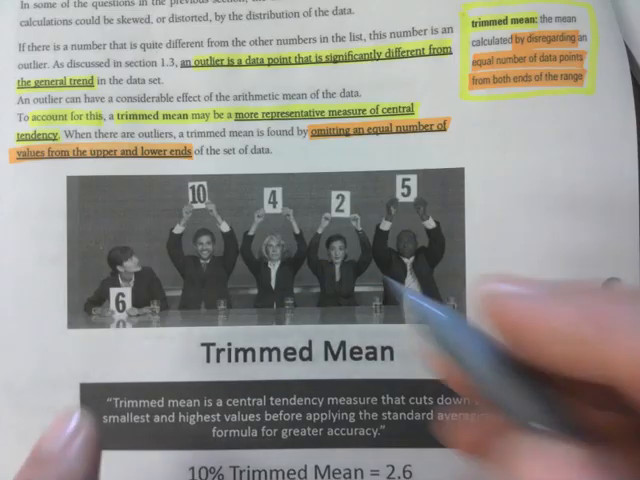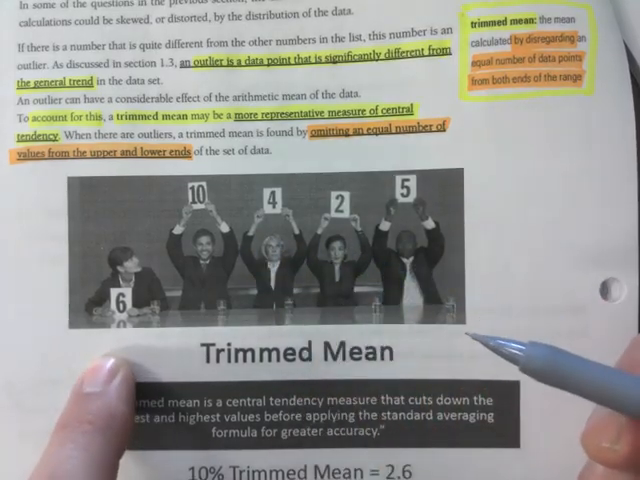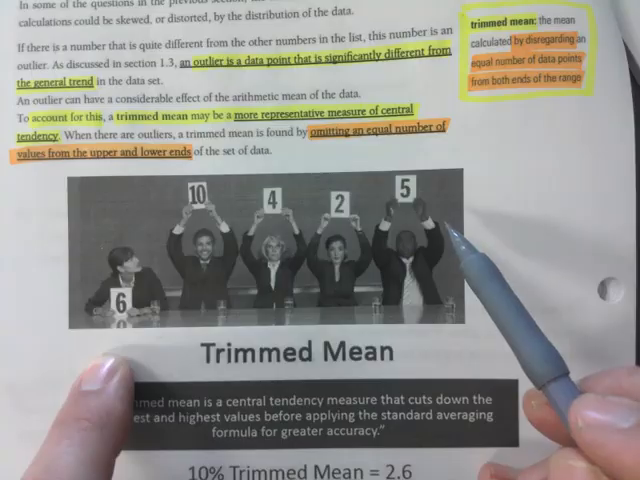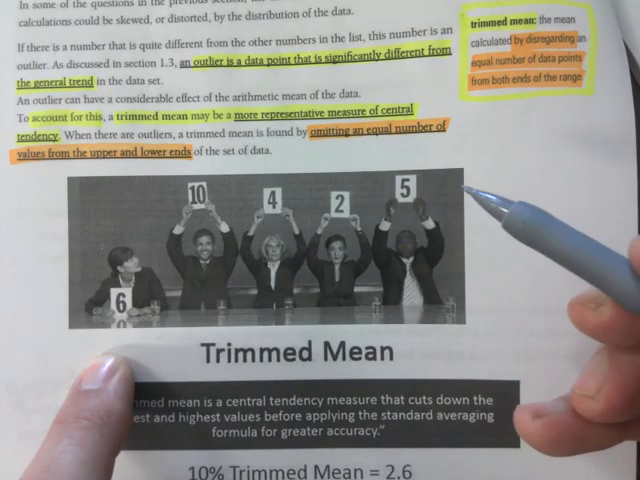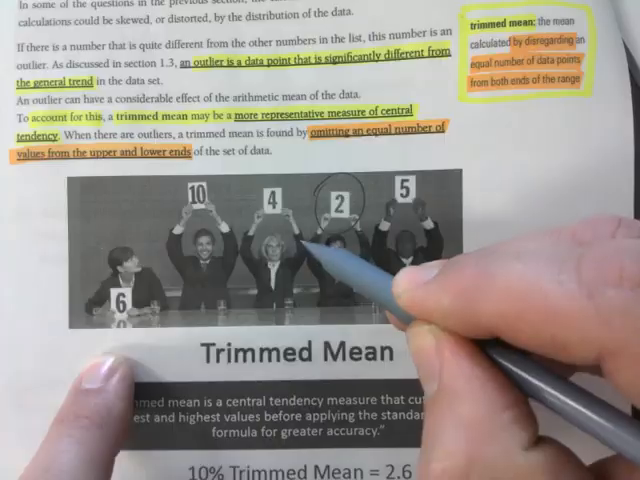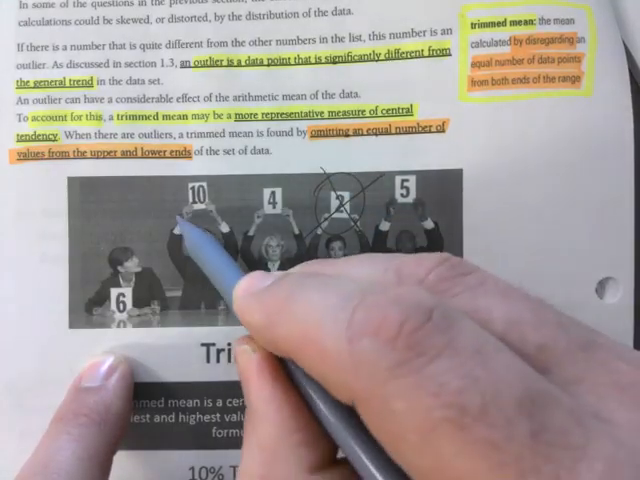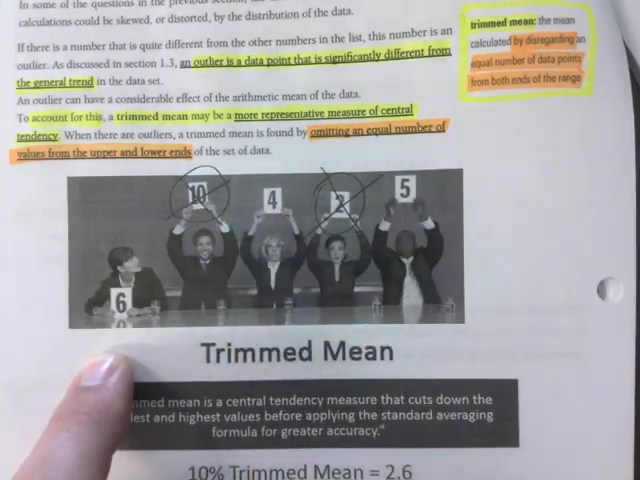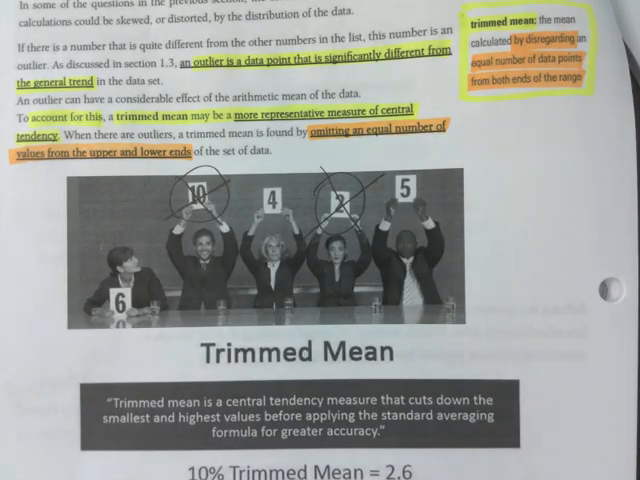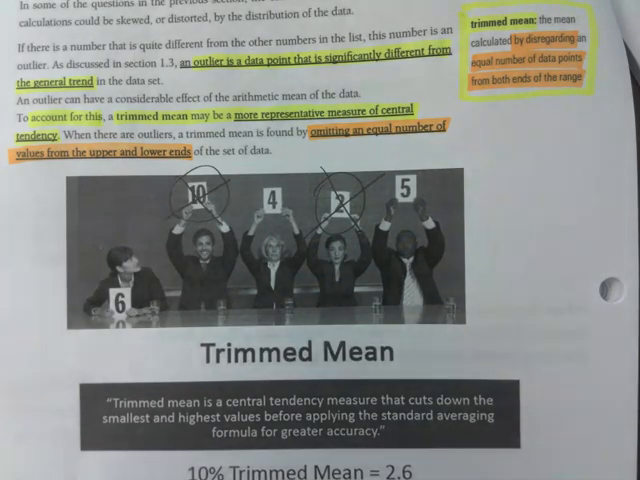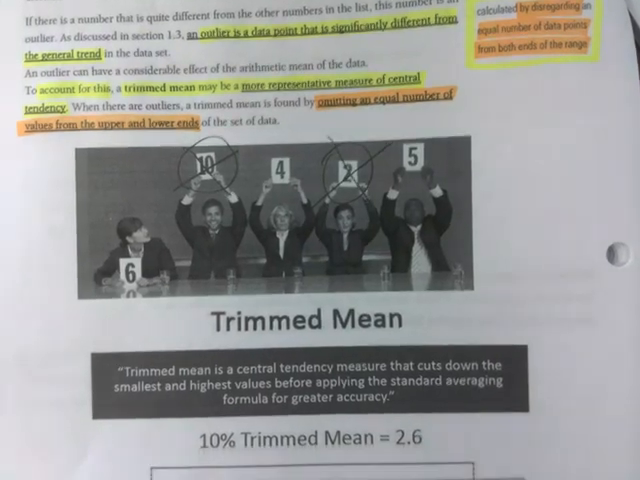Okay? So in this particular case, which two scores would be eliminated? 2 and 10, yes. We get rid of that one, and you also get rid of that one. So that's the thing with trimmed mean. You don't just get rid of the lowest or the highest. You get rid of the lowest and the highest. Okay? Okay, so let's keep going.